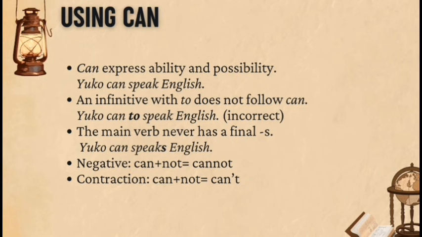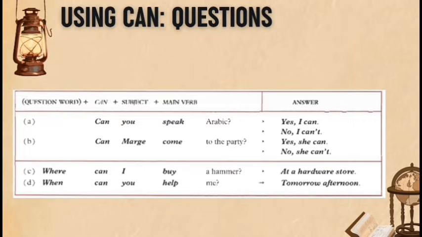The negative form of can is can plus not, cannot. The contraction of can plus not is can't. Using can in questions. Can you speak Arabic? Yes, I can. No, I can't. Can Marge come to the party? Yes, she can. No, she can't.